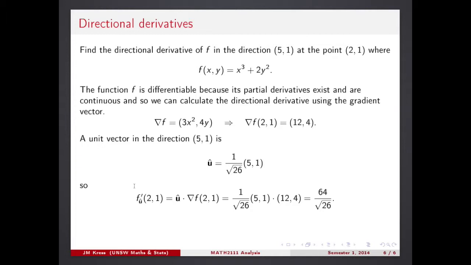It's another example, just on one slide. Very simple computational example. Find the directional derivative of the function f in the direction of the vector (5, 1) at the point (2, 1). And that's the function we have to consider.